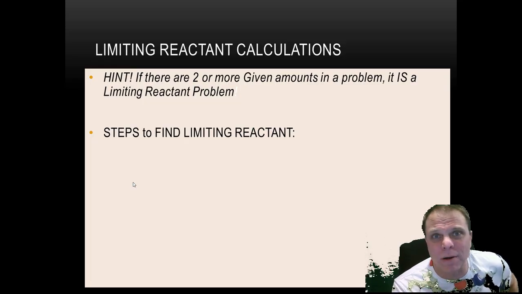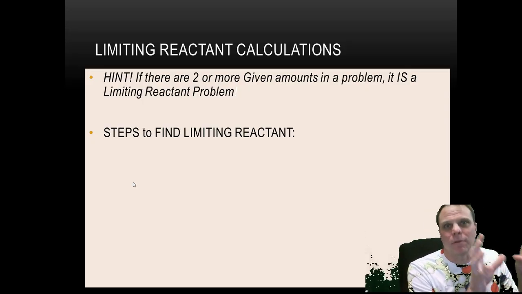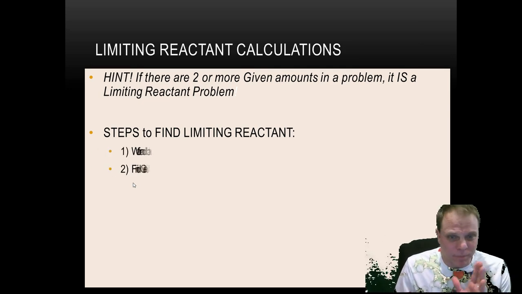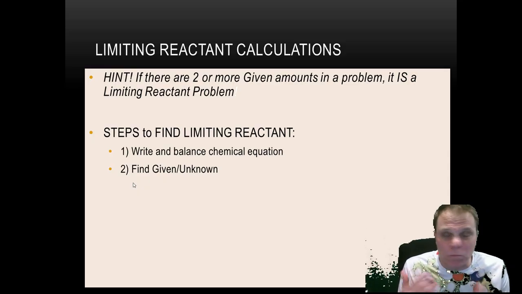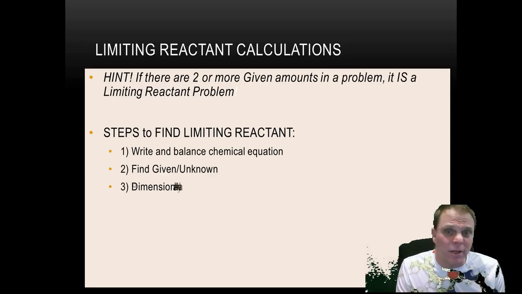And so you've got to figure out first which one's the limiting if they give you 2 amounts, one for each of the reactants. All right, so your steps to finding the limiting reactant. 1, first you're going to write and balance your equation. These are stoichiometry problems, so make sure you have a balanced chemical equation. Figure out what your knowns and unknowns are, right?